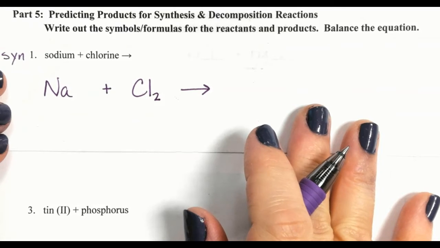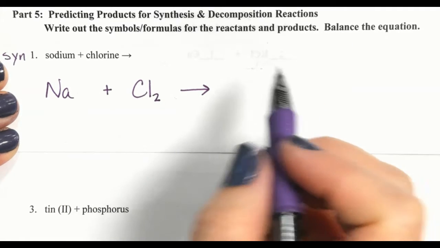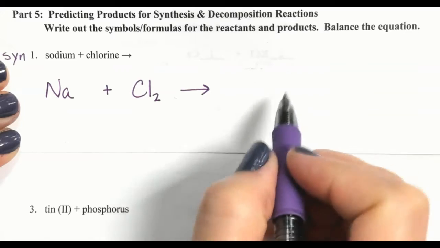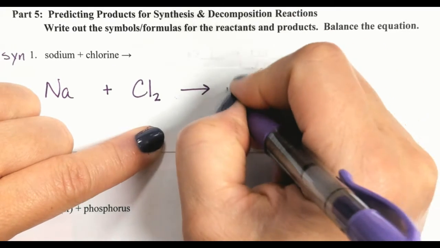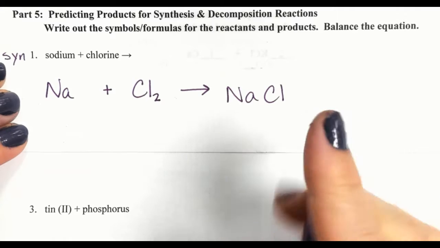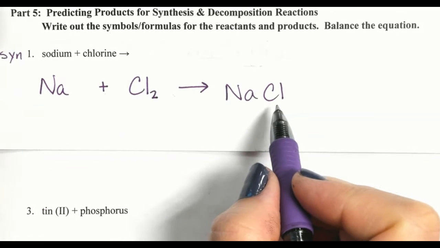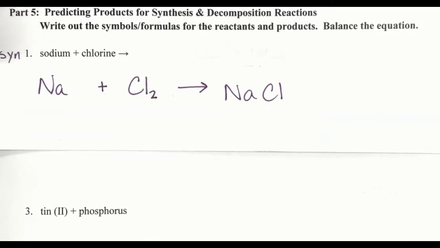Now, because it's a synthesis reaction, you're going to take one of each element and you're going to combine them on the right. Don't carry the subscript over to this side. So it's just going to be NaCl. Now, this isn't finished. You have to balance the charges on this compound. So I'm going to do that on a separate little paper.